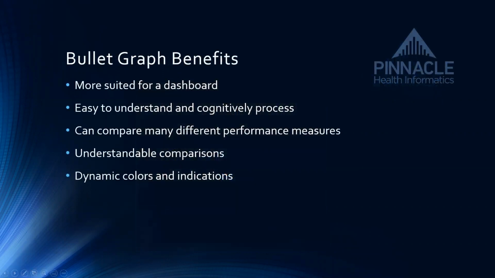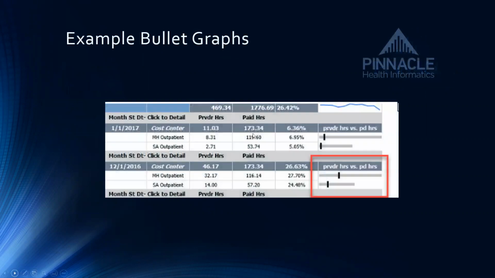They're easy to understand. And I'm going to show you a couple here, and you'll get my intention here. It's very fast to understand a bullet graph and cognitively process that. We can compare many different performance measures. They're very understandable. And in some software, you can do dynamic colors and indications, so you can change the colors. So we're going to take a look here. That's a couple of examples.